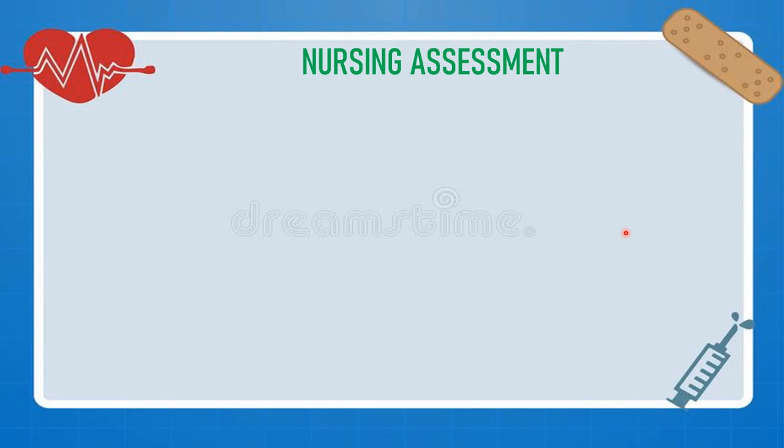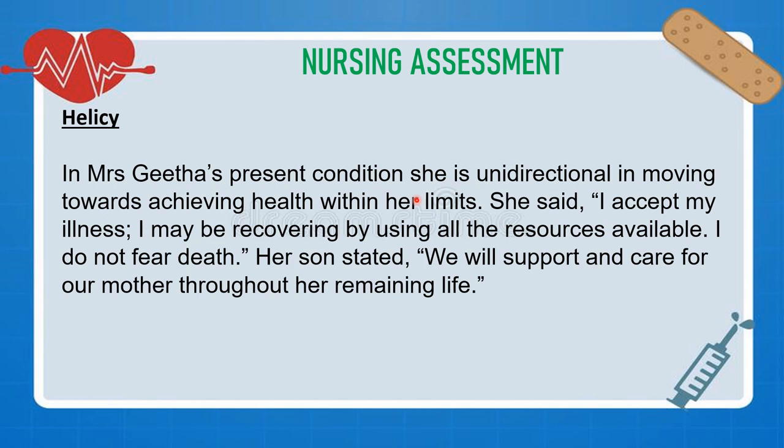Okay, so under helicy, Mrs. Geta's present condition, she is unidirectional in moving towards achieving health within her limits. She said, "I accept my illness. I may be recovering by using all the resources available. I do not fear death," her son stated. "We will support and care for our mother throughout her remaining life." So this is being positive, no?